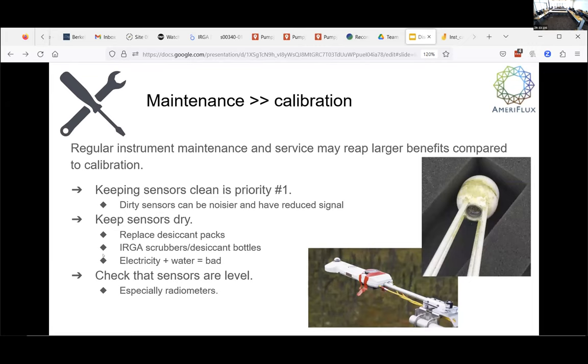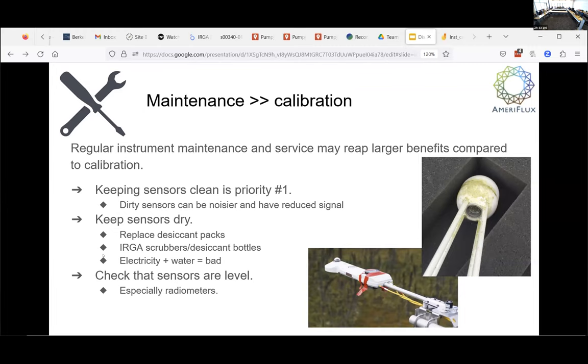Maintenance, calibration, right? You can calibrate the heck out of what you want. If your sensor is dirty, out of luck. So that's the message of this: keeping your sensor clean is the number one priority. Because if you have sensors like you see in the picture on the right, that's not going to help. As Joel mentioned, you're probably going to put in a calibration that's not going to affect your measurements. Keep sensors dry.